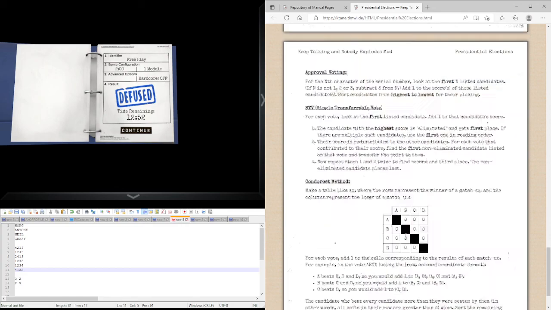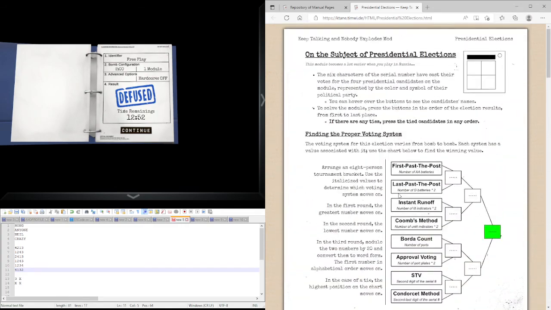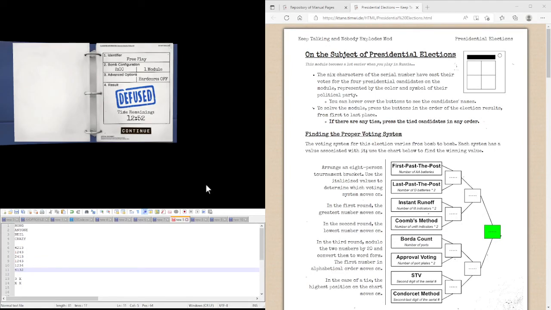So hopefully you understand how all the other ones work now. I'm sorry if I've given a hand-wavy explanation of all of them, but hopefully you understand how presidential elections work now.